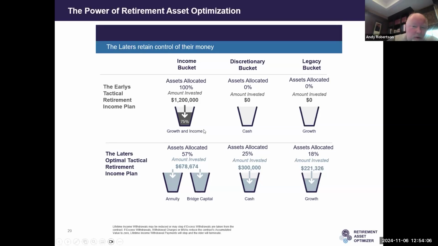Now, the only objection, of course, is people will come back and say, well, don't annuities have surrender charges? And the answer is absolutely. And in return for dealing with those surrender charges, we only have to commit 57% of the capital to the income plan, and it's fully funded. So let me see if I understand the question. Are you concerned about access? Are you concerned about liquidity? Are you concerned about control? And the answer is yes, yes, yes.